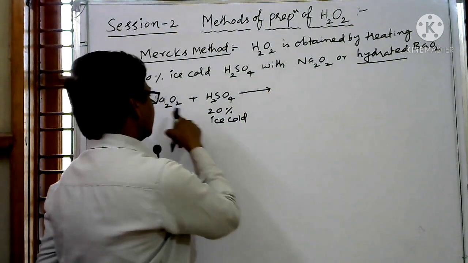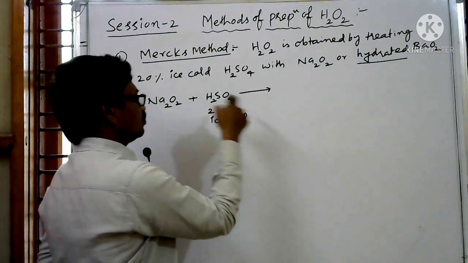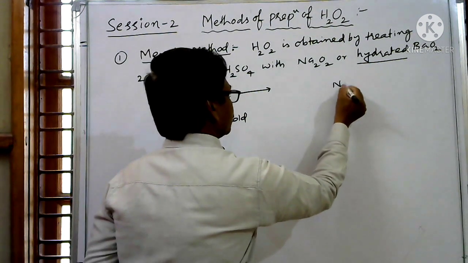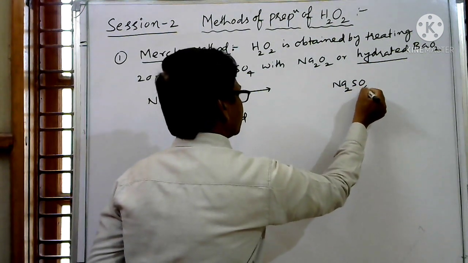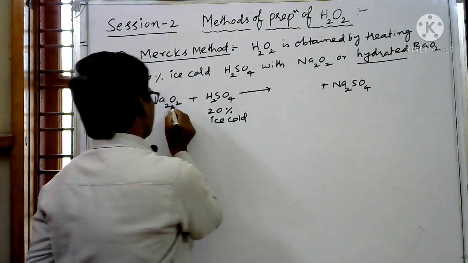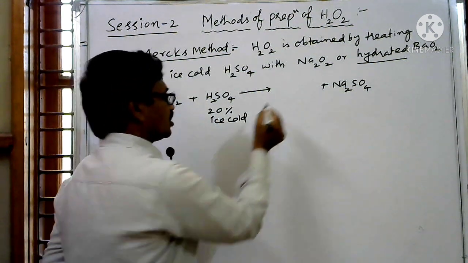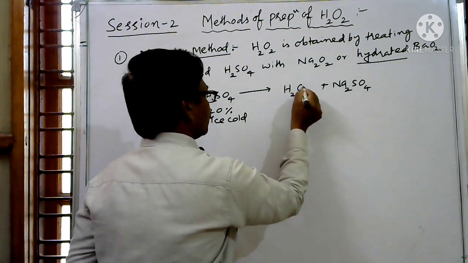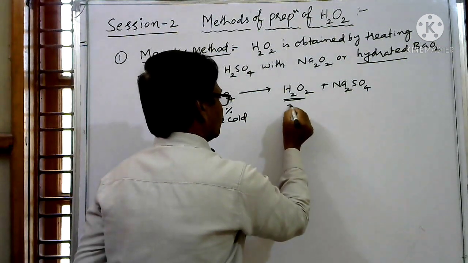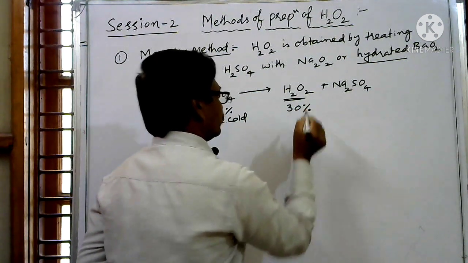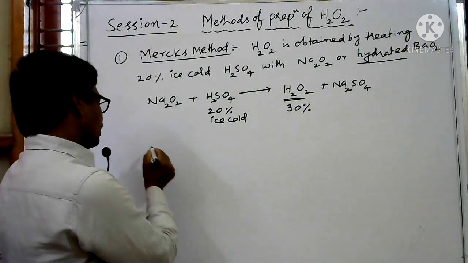Here you can easily write the reaction. 2 sodiums with SO4 are eliminated as sodium sulfate. This is the byproduct, plus 2 oxygens and 2 hydrogens combined with each other form hydrogen peroxide. This is our product. Here we get almost 30%. Similarly, barium peroxide.